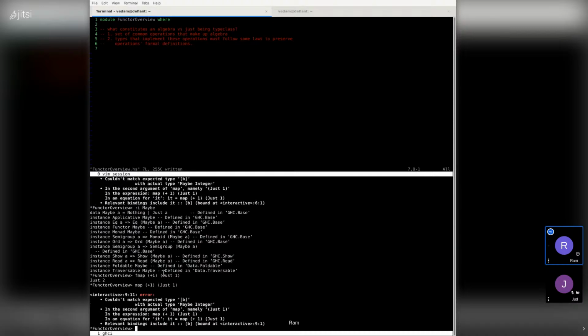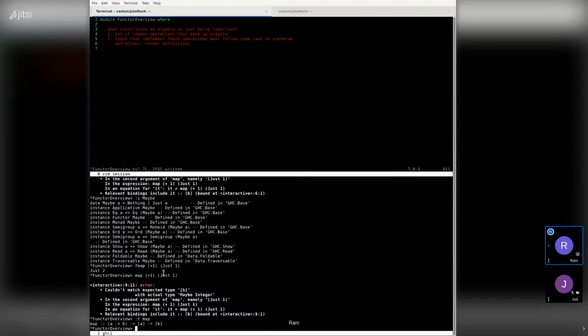All right, so this error that you're getting, if you read it, it actually tells you exactly what the problem is, which is that it's expecting a list of some type, and it actually got a Maybe Integer. Okay, and we can see that if we go and look at the type signature of map. Map is expecting a function, and a list, explicitly a list of type A, and it's going to give you a list of type B.